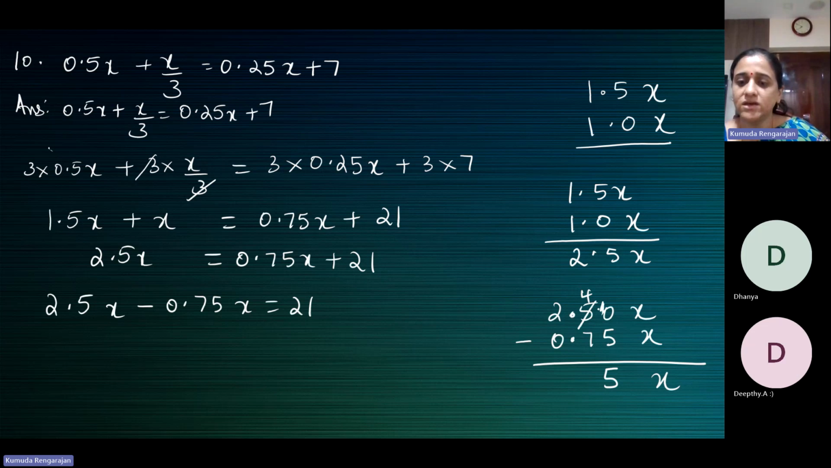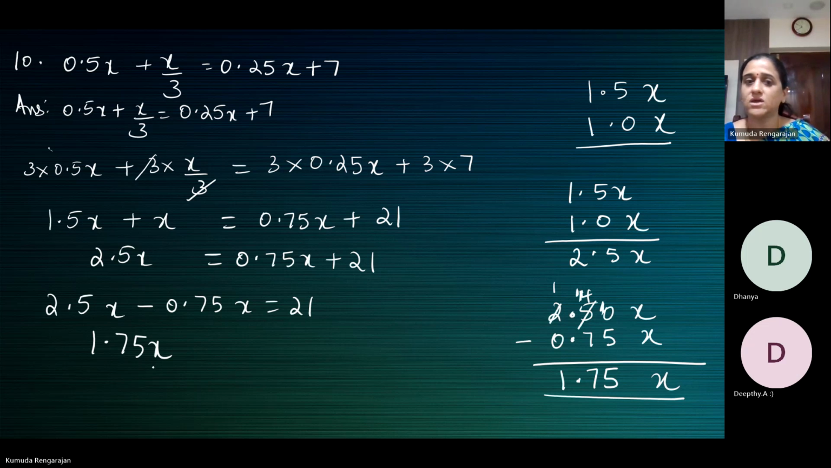So 10 minus 5 is 5, and this is 1 and this is 14, so 1.75. And put the sign of the greater number. 2.5 is greater. 0.75 is small, 2.5 is big. So the greater number sign is plus. So 1.75x is equal to 21. So x is equal to 21 divided by 1.75.